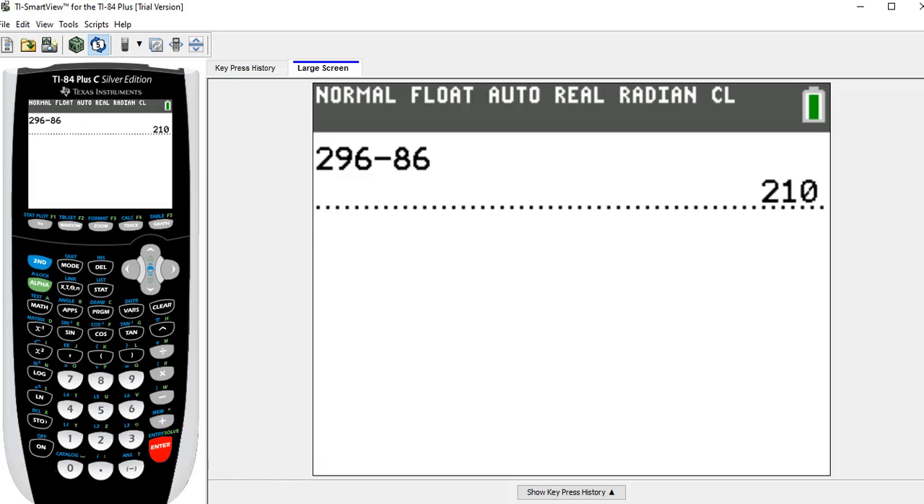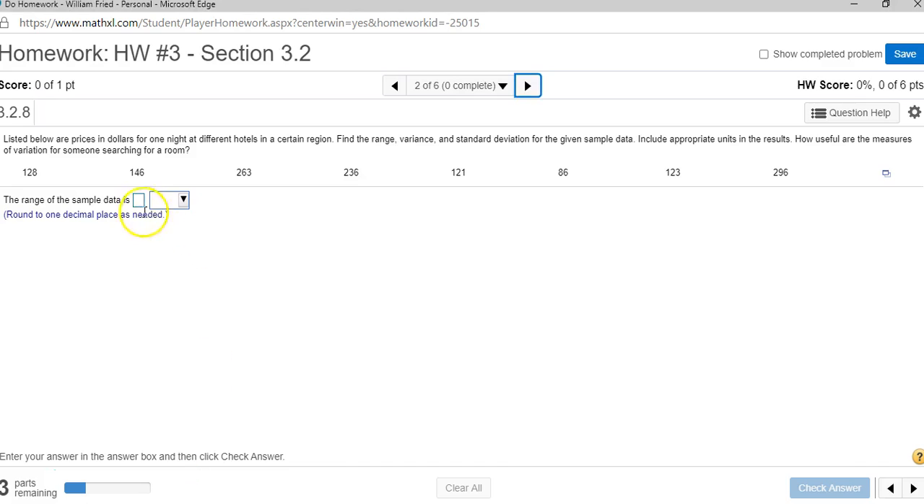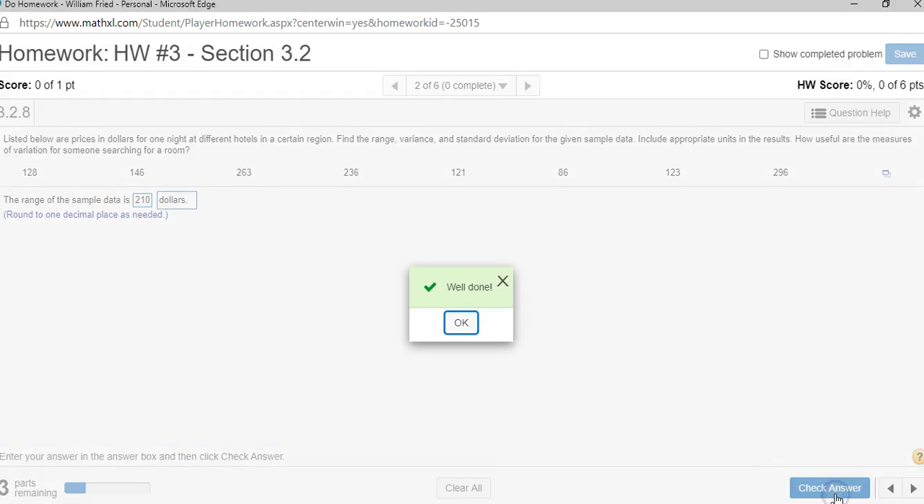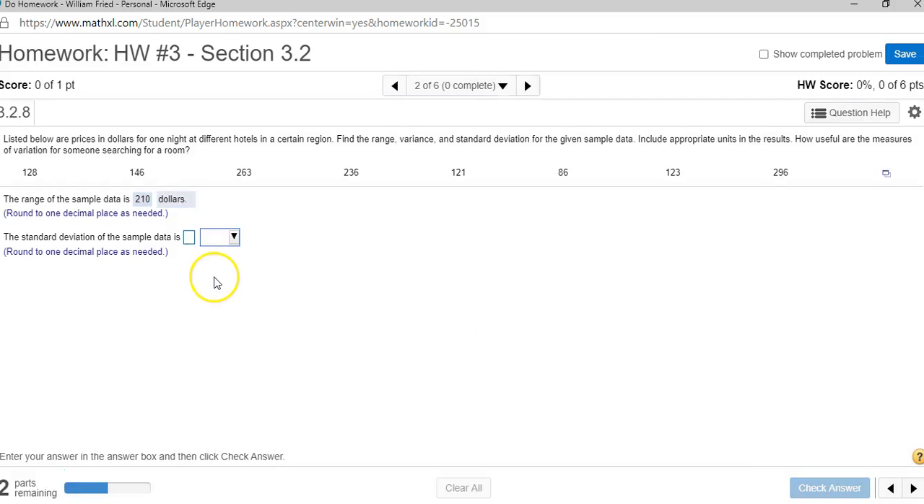So when I go back to the question, 210, it looks like they want units. The range is $210. Well done. Next part, the standard deviation.